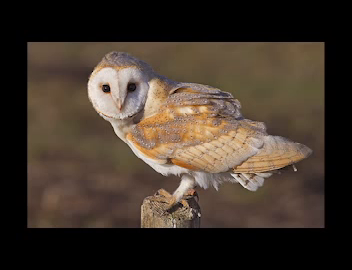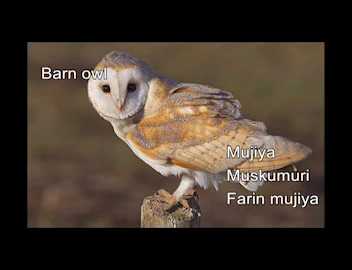The second bird is the barn owl. Barn owl is called mujia or muskumuri or farimujia. Farimujia means white owl. Mujia means owl. From the onomatopoeic ancient Greek word tito, it means owl, which literally means white owl, because of its hooting sound. Hooter in Latin is alba, and alba means white. So the scientific name is Tyto alba, which roughly translates to white hooter.